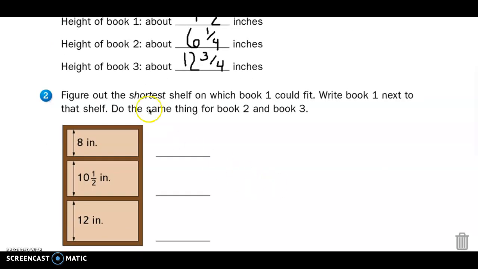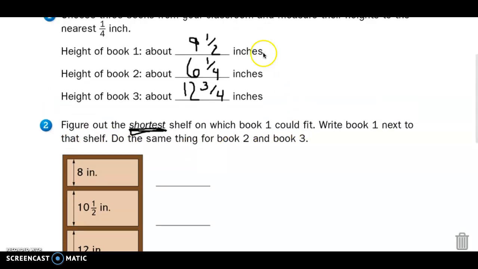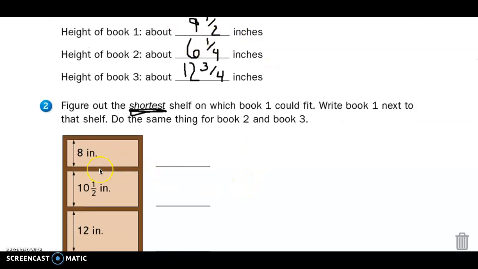Number 2 says figure out the shortest, here's our key word, it's italicized, it's really important, the shortest shelf on which book 1 could fit. Write book 1 next to that shelf. Do the same thing for book 2 and book 3. Well, book 1 is 9.5 inches. Let's see if it fits on the top shelf. 8 inches. Oh no, you know what? 9.5 inches is bigger than 8 inches. So we cannot put book 1 on the shelf.